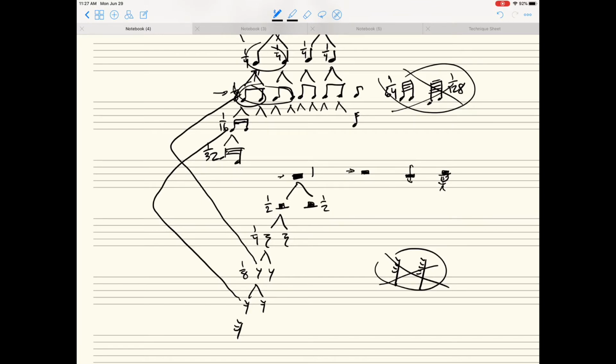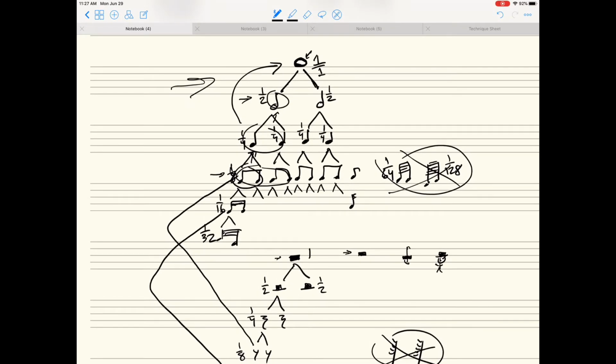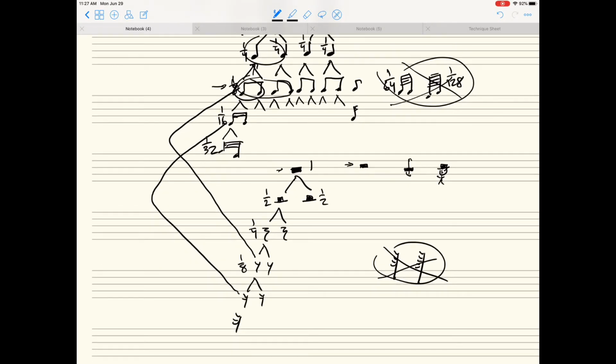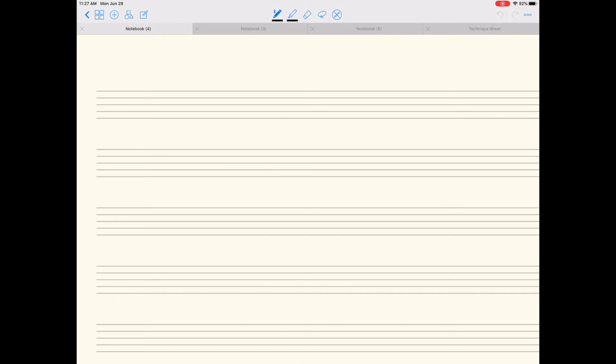Now, that is our note values. Now, there's something we can do to our note values. We can add dots. We'll call this the dot. The dot looks like this. It's a dot. Okay, so let's start by dotting the first note we had.